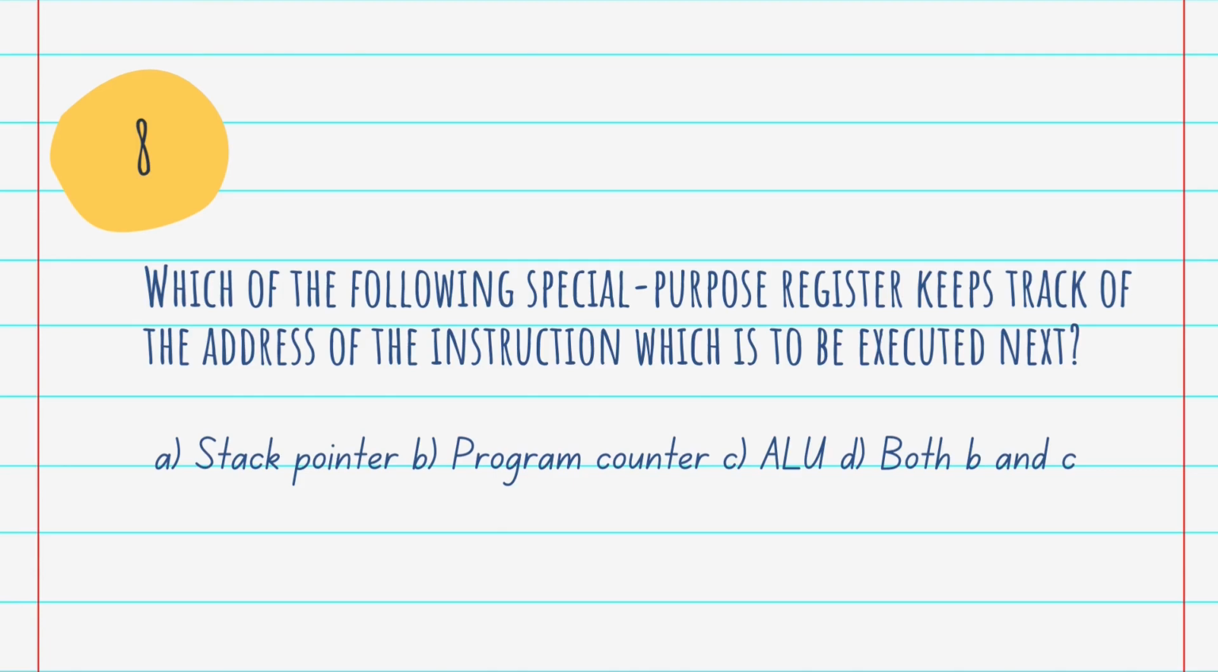Question number 8. Which of the following special purpose registers keeps track of the address of the instruction which is to be executed next? A. Stack pointer, B. Program counter, C. ALU, D. Both B and C. And the answer is B. Program counter. The program counter holds the address of the memory location which contains the next instruction to be fetched from the memory. The program counter is automatically incremented after an instruction has been fetched.